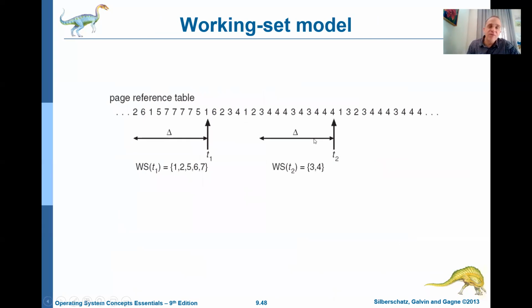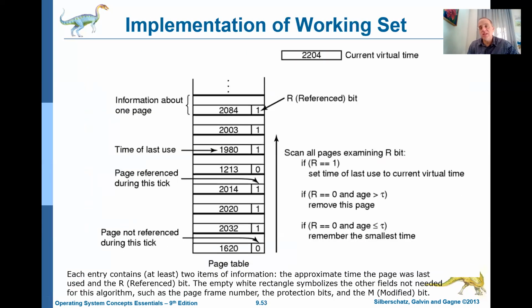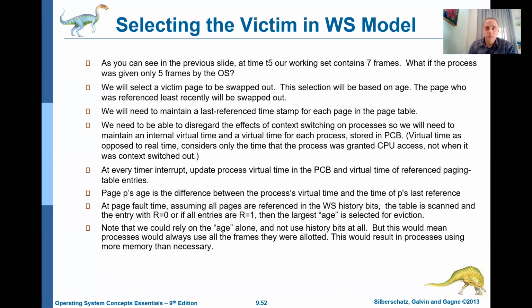So I need to have the history, but I also need this aging. We can combine these 2 things and use the history until I'm full. And then once I'm full, I ask, who am I going to get rid of? I'll use the aging. If I wouldn't do the working set, then we'd be back to where we started. This would result in processes using more memory than necessary.